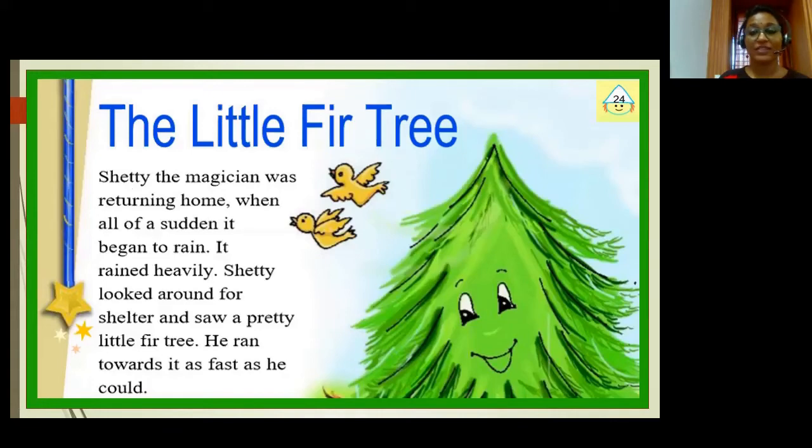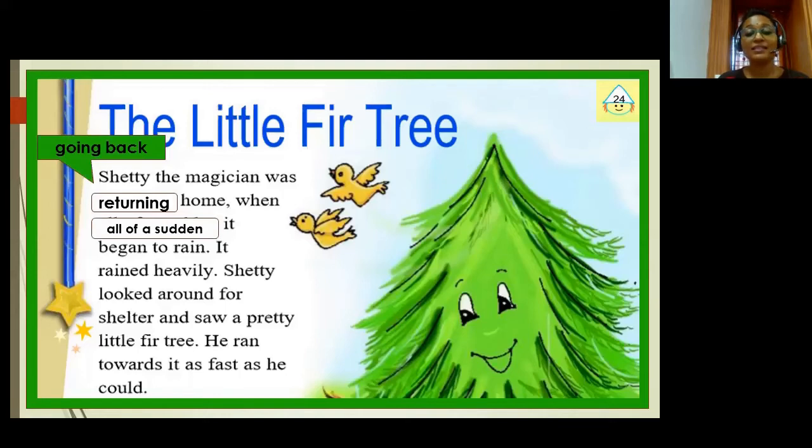In the first paragraph, it is said that Shetty the magician was returning home. Now, from where he was returning, we do not know. What is the meaning of the word returning? The word returning means going back. So Shetty the magician was going back to his home. And we have learned that a magician is a person who has magical powers. So he was returning home and then suddenly something happens. It began to rain. Children, here the phrase all of a sudden means quickly or unexpectedly. So it is said that when Shetty the magician was returning home, unexpectedly it started raining.